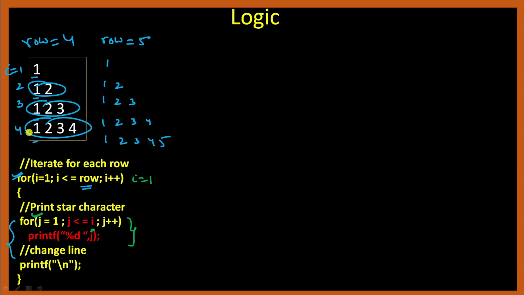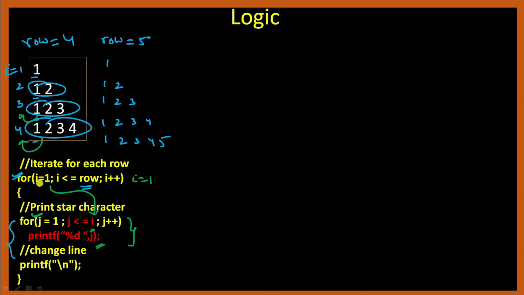Why are we using this? Because the number of digits that has to be printed in each row depends on the current row number, right? So the current row number i equal to 1 is there, and that 1 will be used here: j equal to 1 to j less than or equal to 1, and then this j variable was helping us print the actual digit, right?